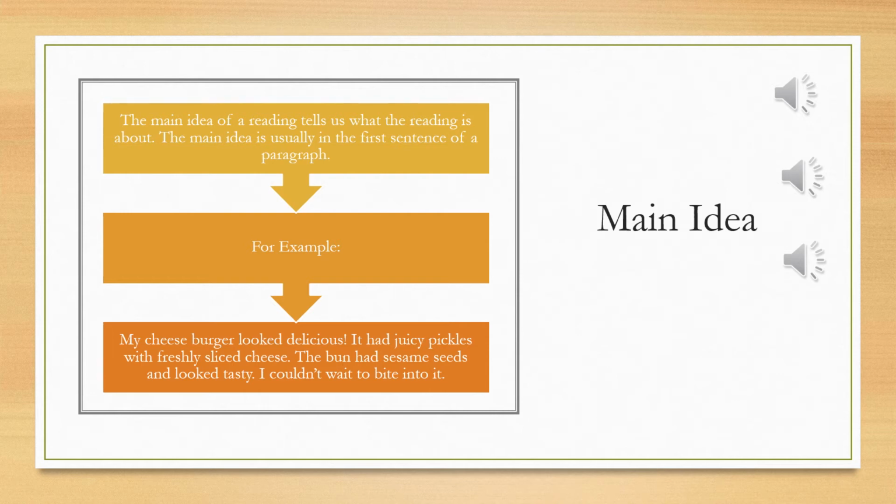The text is about swimming. So the main idea would be: swimming is very good for you. So you have to underline swimming is very good for you. And the rest of the text is the detail about swimming.